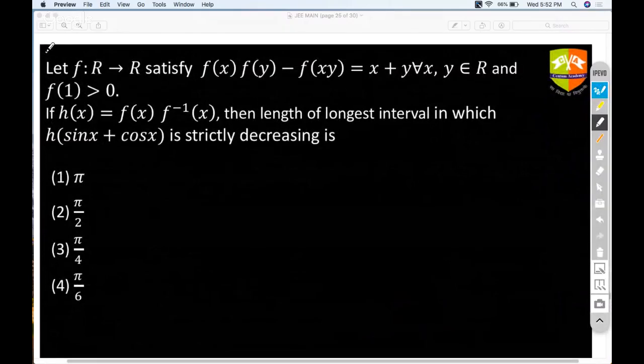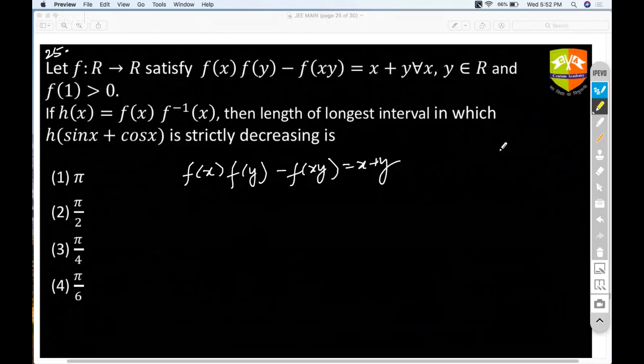That's question number 25. So there is a function from R to R which satisfies this functional equation. That is f of x into f of y minus f of xy is equal to x plus y for all x and y belonging to real numbers. F of 1 is given to be positive. H of x is the product of f of x and f inverse x. Then the length of the longest interval in which the function h of sine x plus cos x is strictly decreasing.